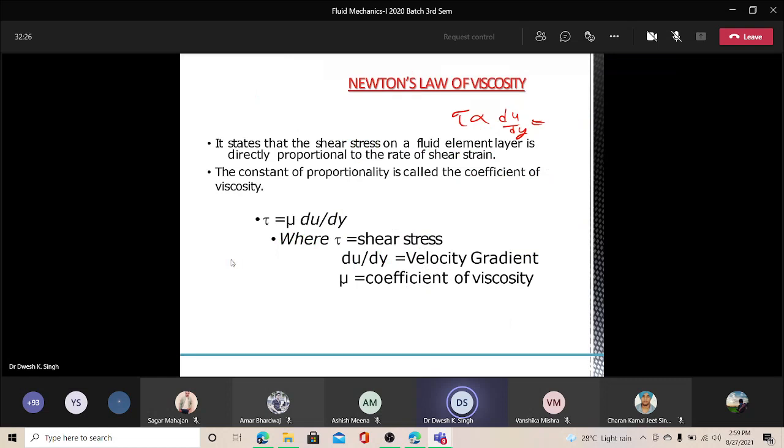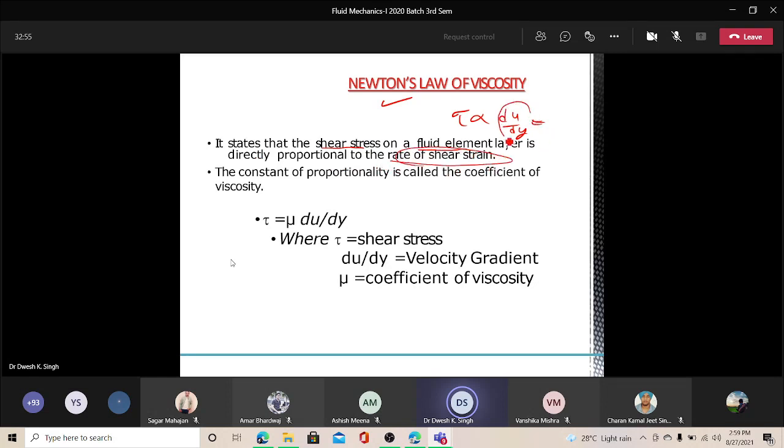This is how shear stress comes into the picture. The first question was how shear stress develops, and this is the phenomenon. Now moving to Newton's law of viscosity. After knowing that there is a shear stress due to the imbalance between the motion of the fluid layers, the shear stress on a fluid element layer is directly proportional to the rate of shear strain.